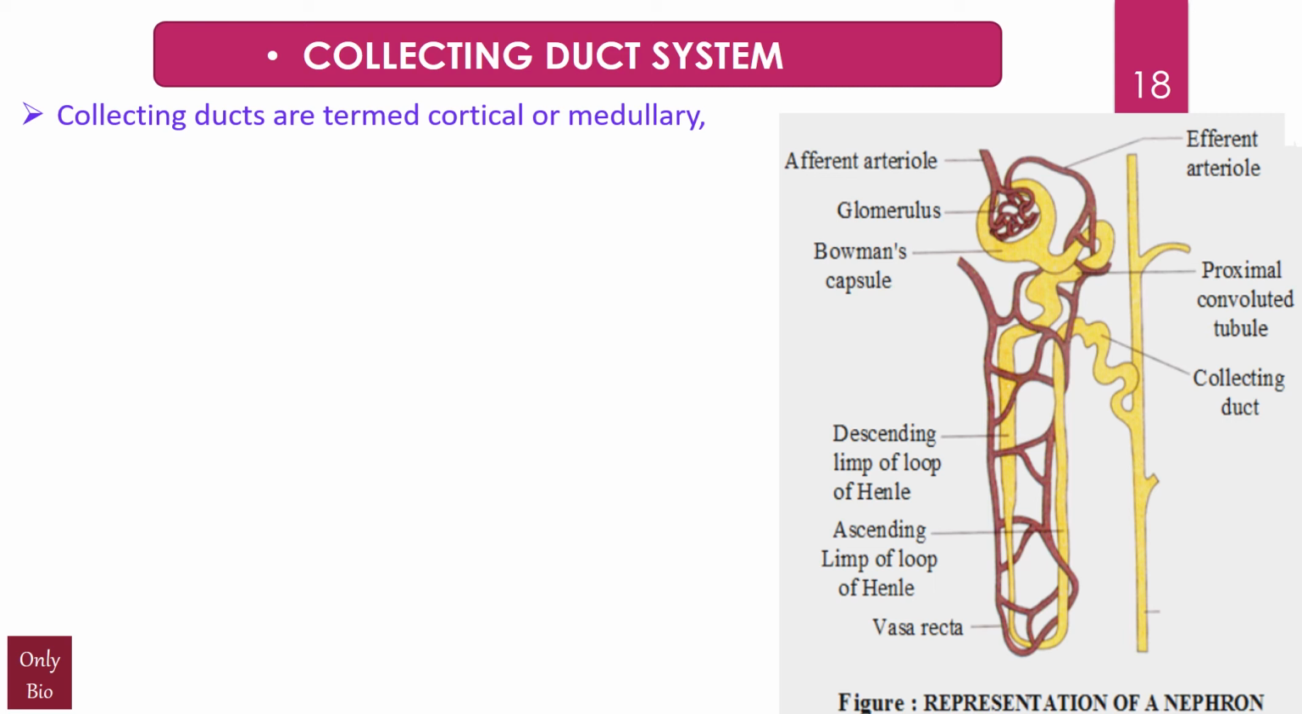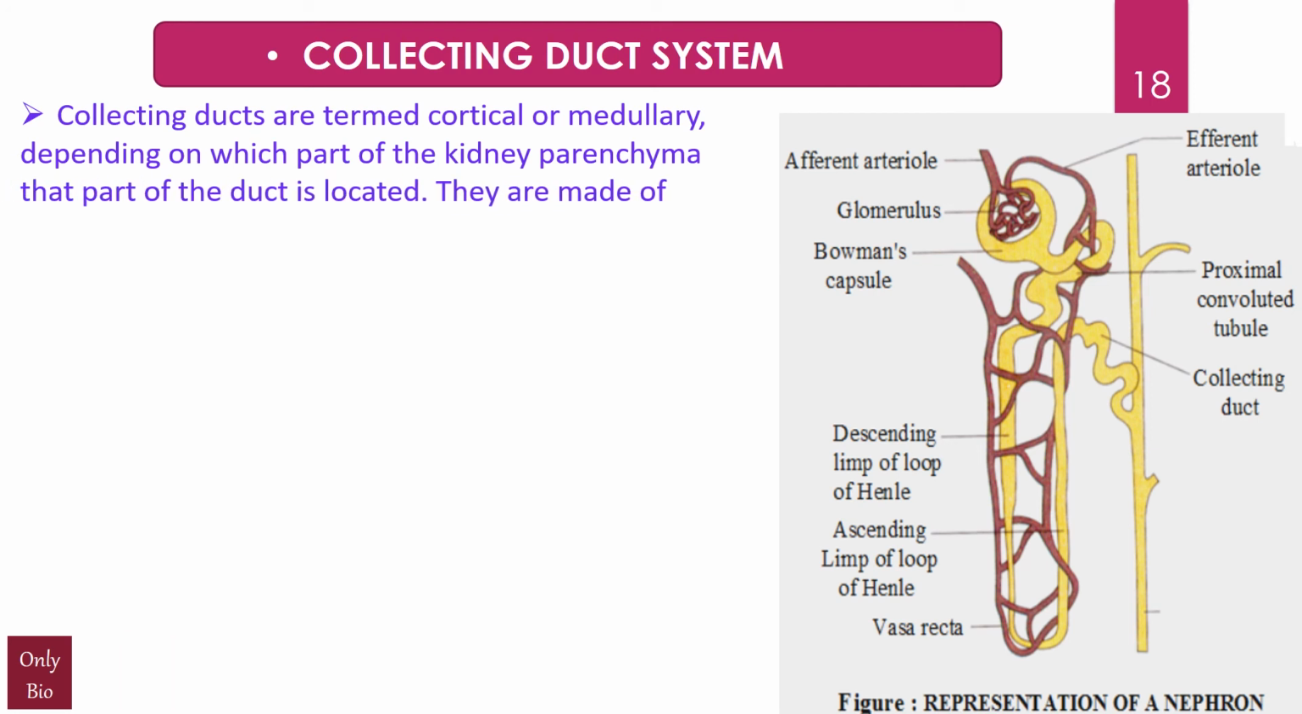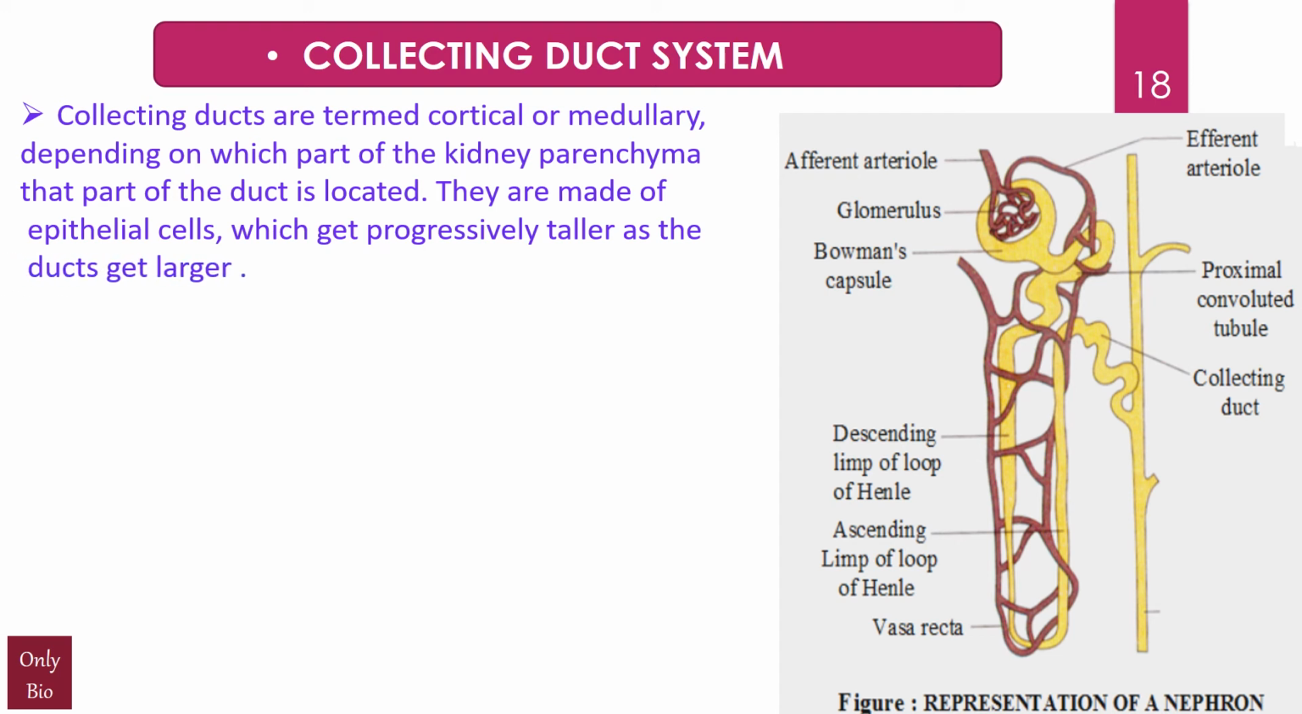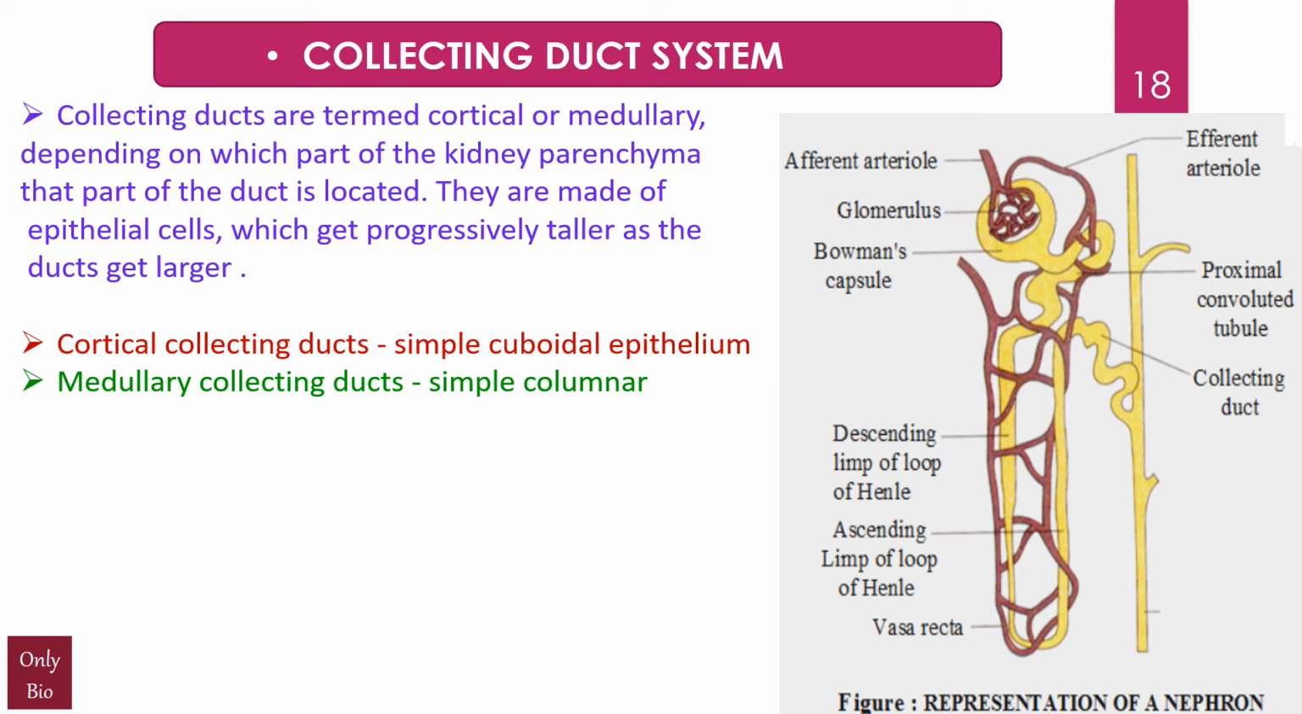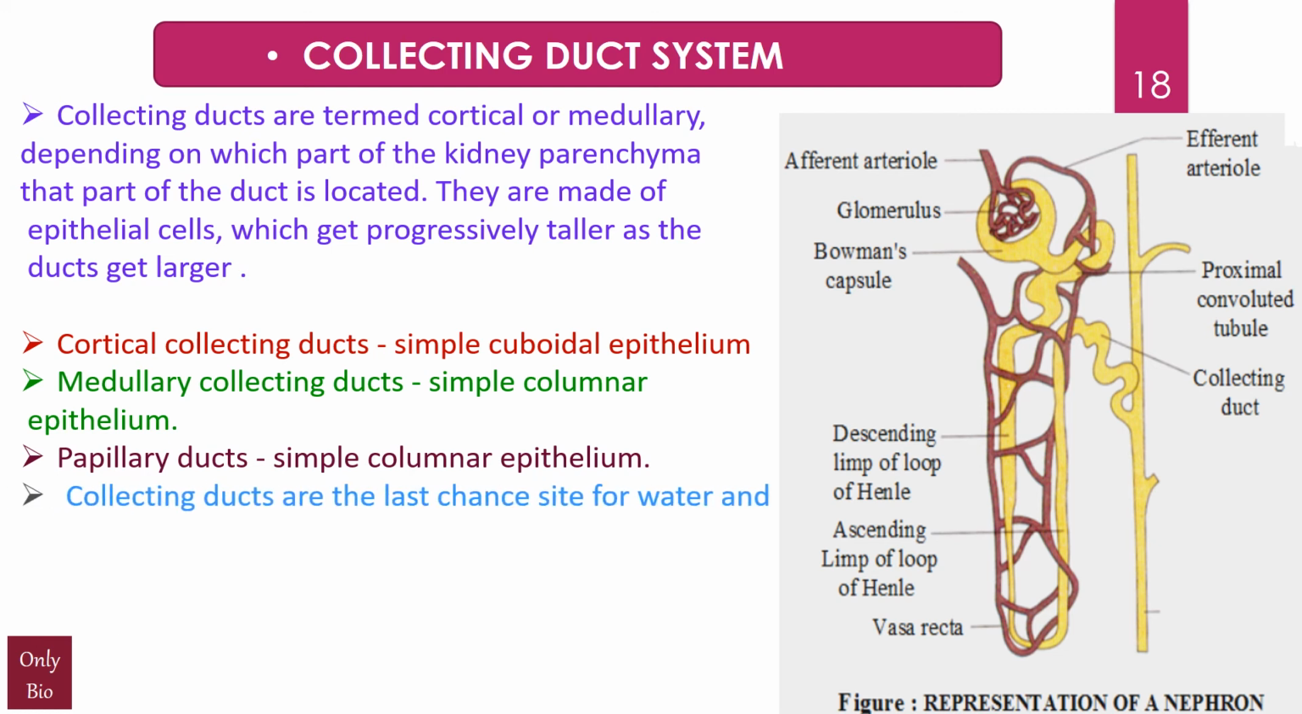Collecting ducts are termed as cortical or medullary depending on which part of the kidney parenchyma that part of the duct is located. They are made of epithelial cells which get progressively taller as the ducts get larger. So first we have cortical collecting ducts, as the term tells you, cortical. So they are present very much in the cortex and they are made up of simple cuboidal epithelium. The second one is medullary collecting ducts, which are made up of simple columnar epithelium. And the third one are the papillary ducts, which are also made up of simple columnar epithelium.